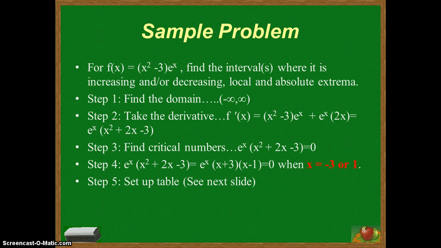That quantity is factorable, so I set it equal to 0 and factor it. In step 4, I get e to the x times (x plus 3) times (x minus 1) equals 0, and this will happen when x is negative 3 or 1. Therefore these values are critical numbers. Then we're going to set up a table, which you'll see in the next slide.